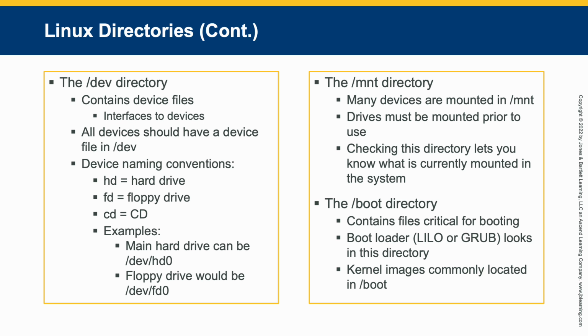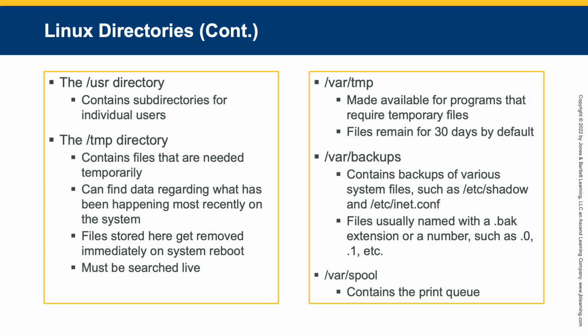The /boot directory contains files critical for booting. Bootloader, LILO, or GRUB looks in this directory. Kernel images are commonly located in /boot. Then we have the /usr directory, which contains subdirectories for the individual users.